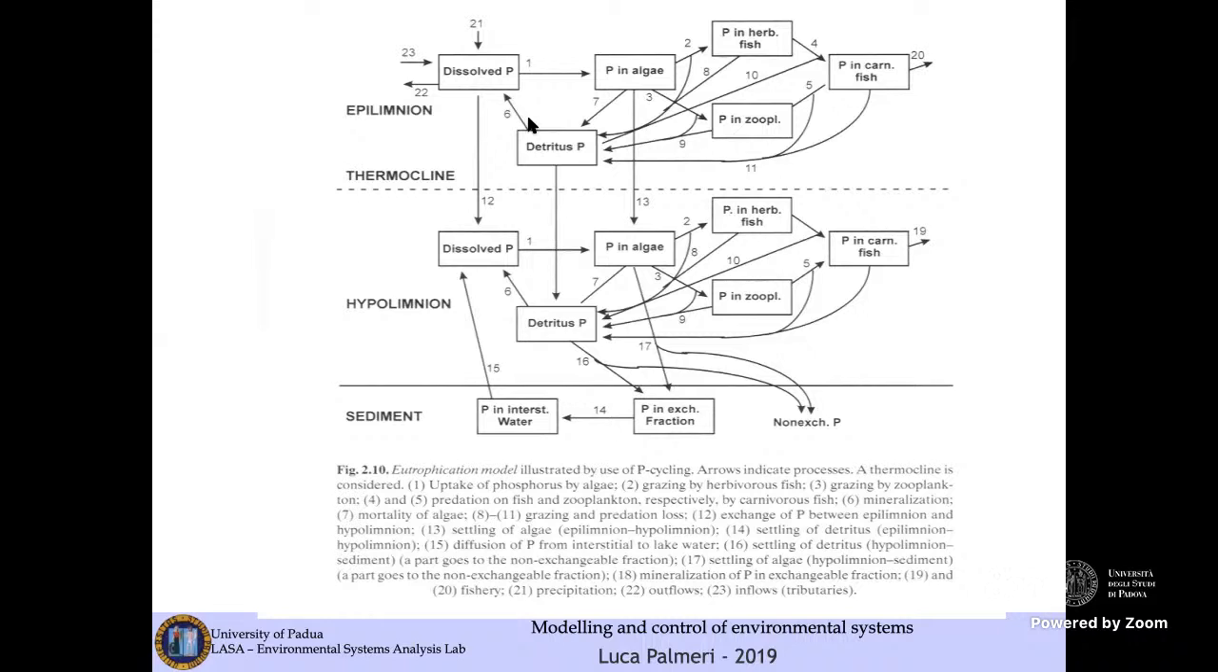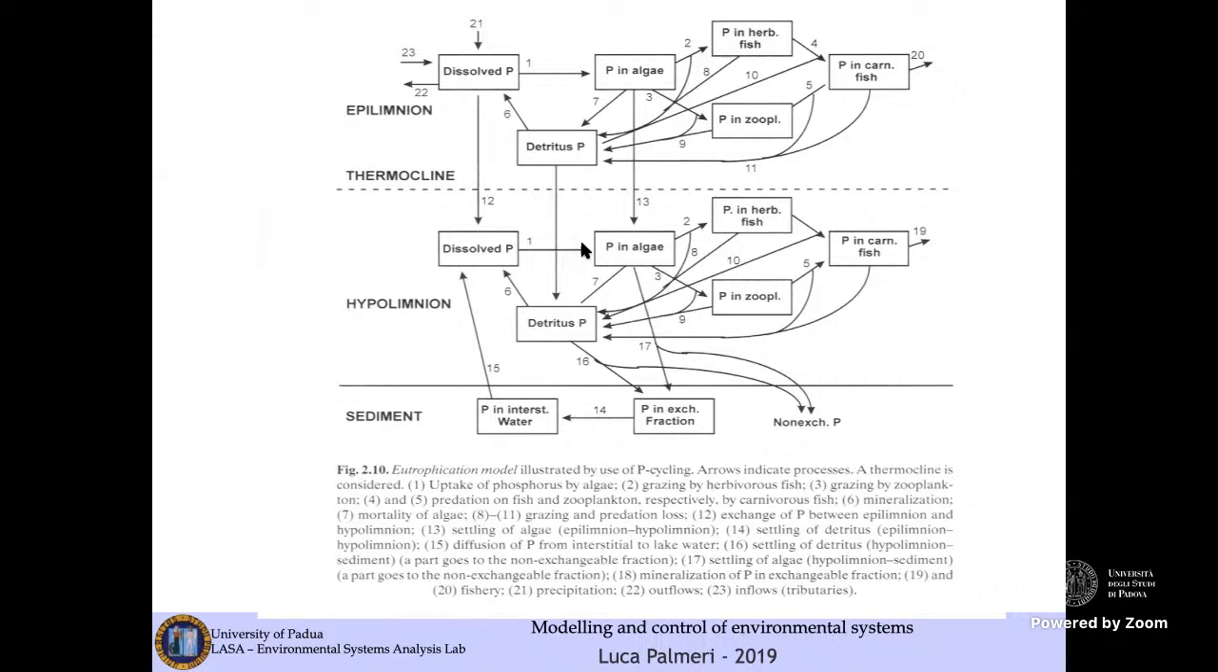The arrows connecting the different state variables describe processes. For example, if you look at the arrow described by the number 1, you will see that 1 is the process of uptake of phosphorus by algae. So 1 is a process of transfer of phosphorus from the dissolved quota in the water column to algae. So this is a process of algal growth. Again, for example, process 2 is grazing by herbivorous fish. So this is a passage of phosphorus from the algal pool to phosphorus in fishes.